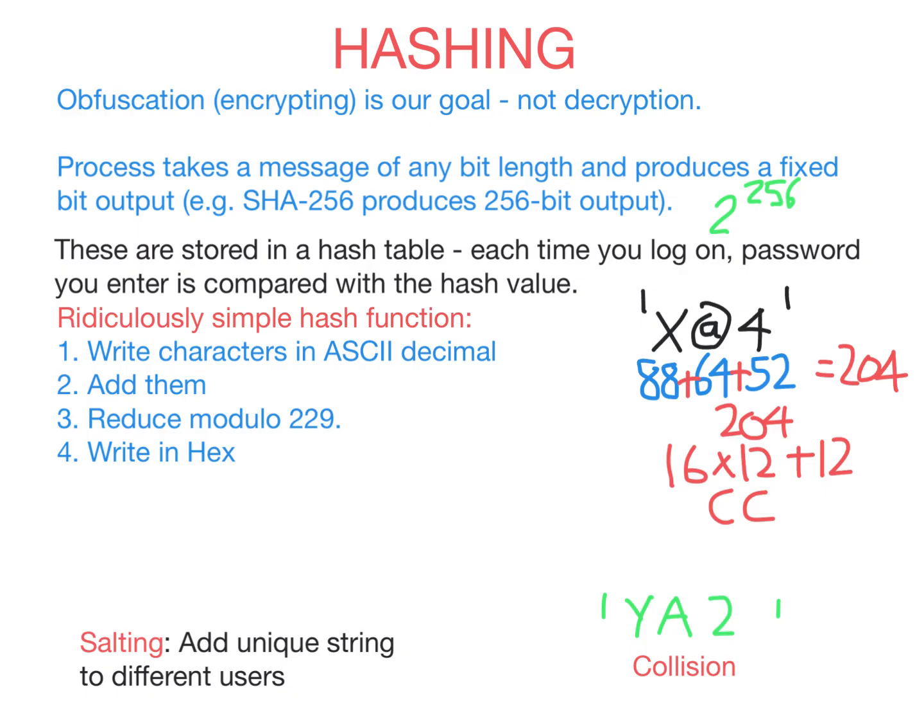But here is a massive problem with it. If I were to try to now hash this YA2, I would get exactly the same answer. It gives me the exact same hash value. That is called a collision. If we have a function that just adds up the values of the characters, we will get heaps and heaps of collisions. Now this causes a problem.